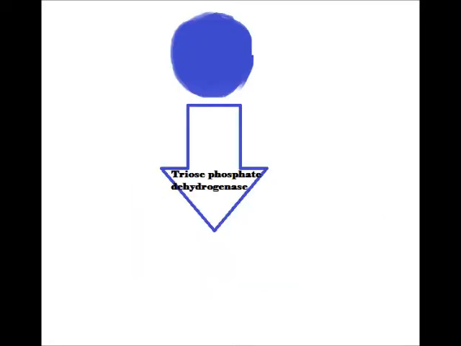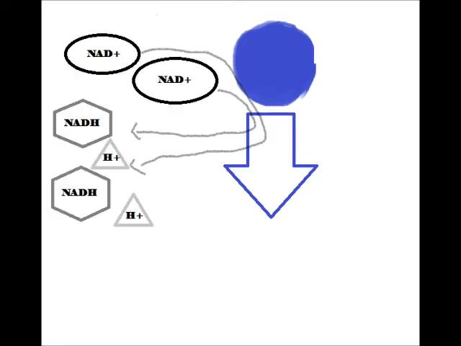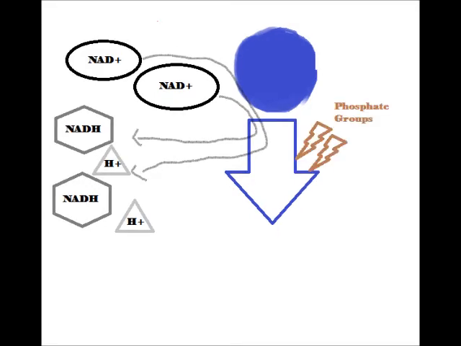So glyceraldehyde 3-phosphate meets up with triose phosphate dehydrogenase, which will accept 2 NAD pluses and donate 2 electrons and 2 H pluses. And so you get the release of 2 NADHs and 2 H pluses. Additionally, 2 phosphate groups will join up with the party, and the inorganic phosphates, they just kind of lie around in the cytosol. They're there all the time, and when they're needed, they're just like, okay, let's go.